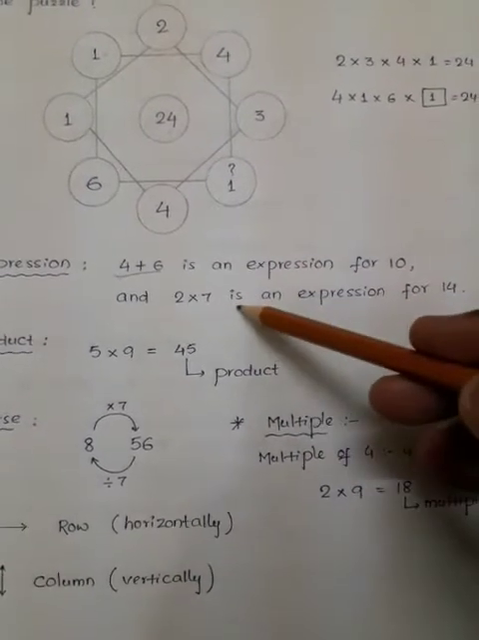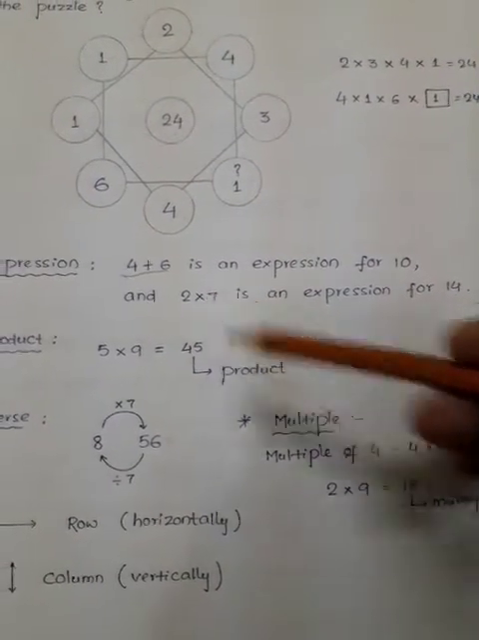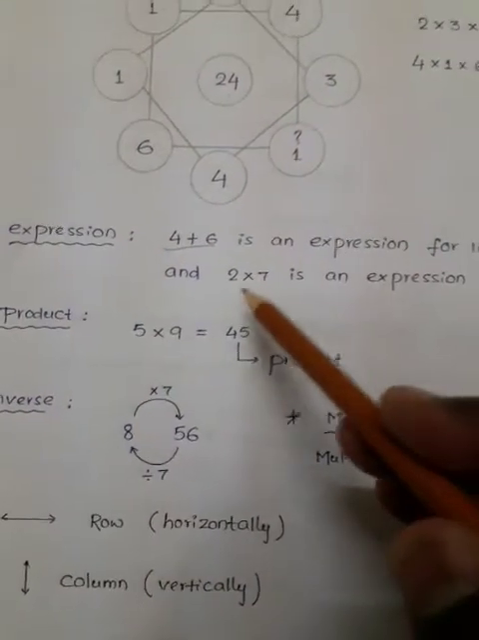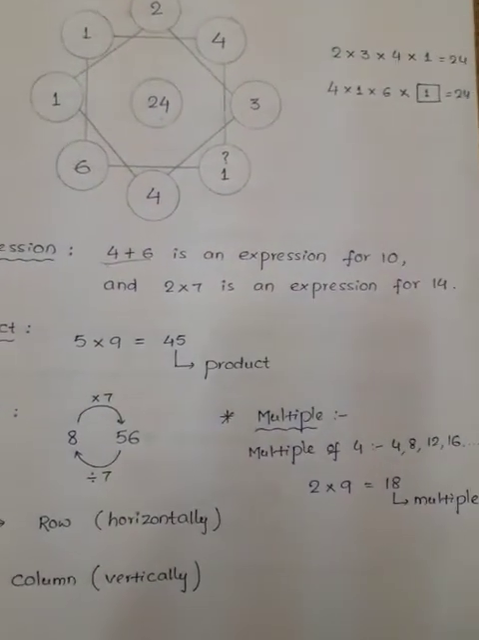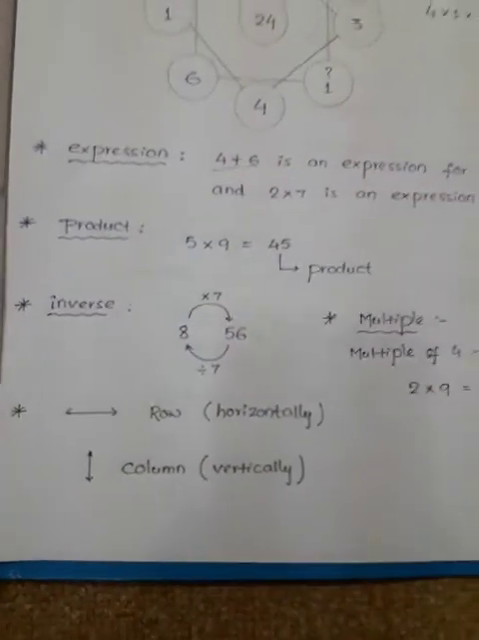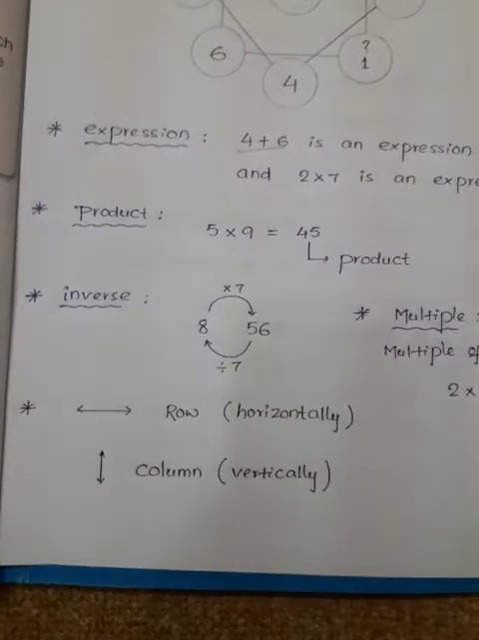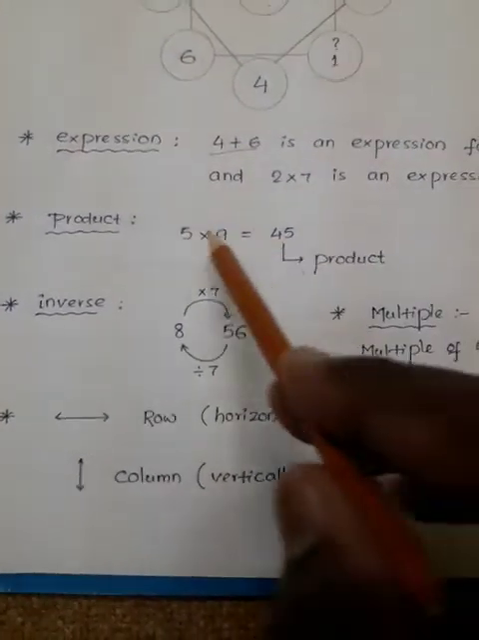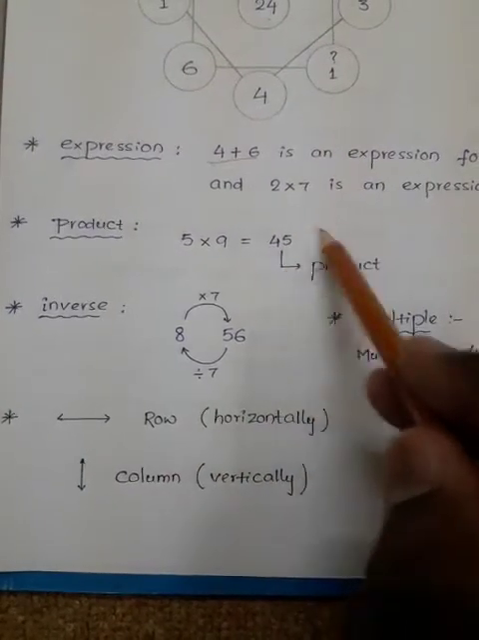And 2 multiplied by 7. We know that 2 sevens are what? 14. 14 is the answer. But this is also one expression between the numbers 2 and 7. Right? 2 multiplied by 7 equal to 14. Now product. What is the product? When you multiply any two numbers, the answer is called the product. So 5 nines are 45. So 45 is called the product.